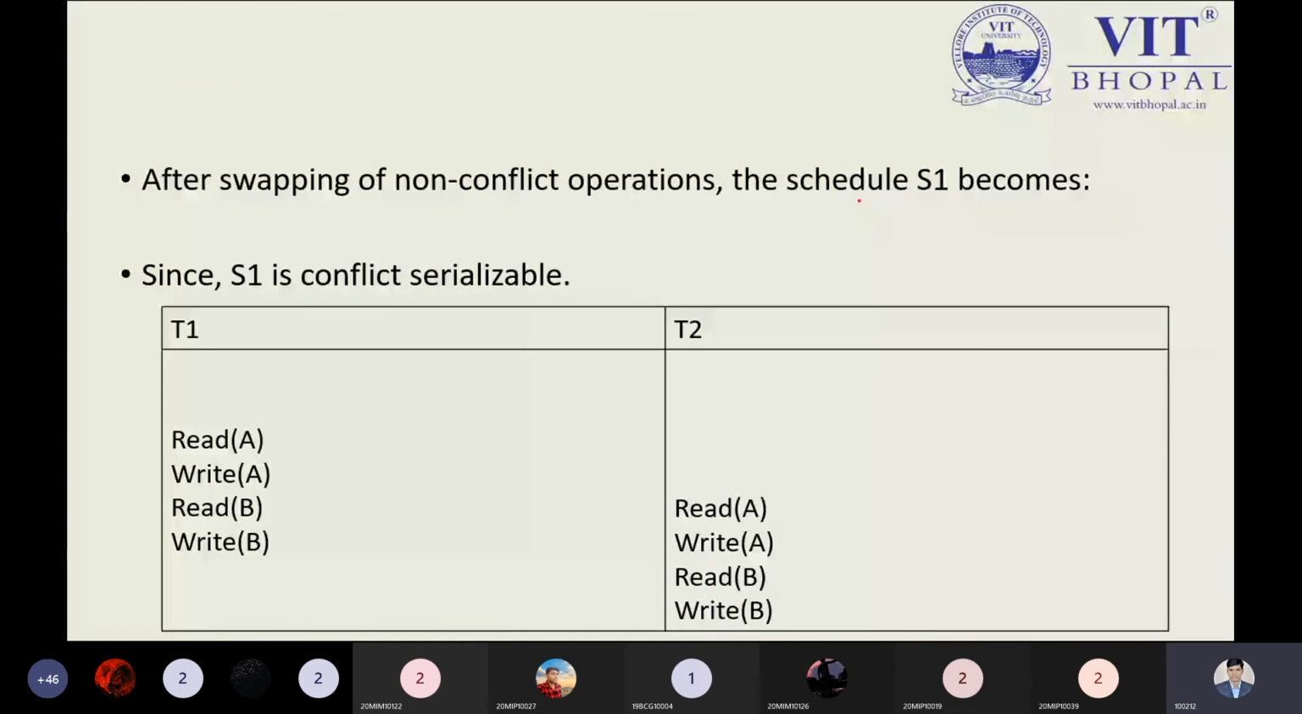Now, after swapping of the non-conflict operations of the schedule S1, this is the schedule S1. In the schedule S1, after performing the swapping operation of the non-conflict operations, the schedule S1 becomes this, since S1 is conflict serializable. So now we have done the swapping. It is visible to all right now.